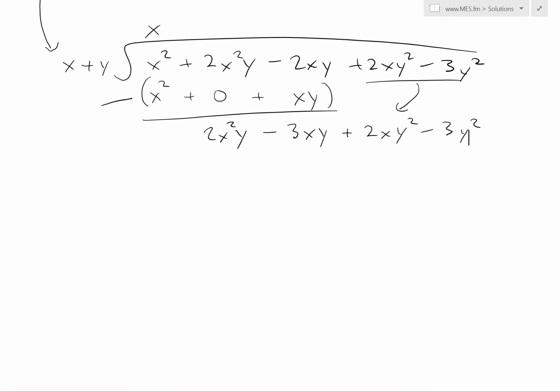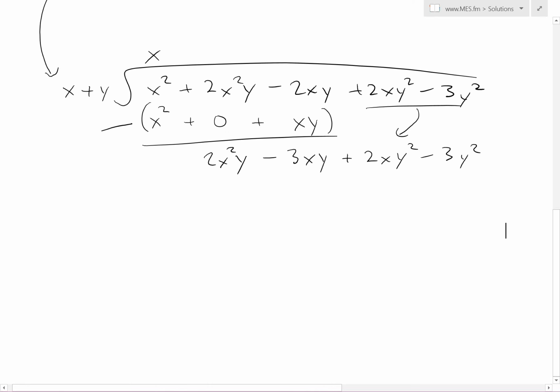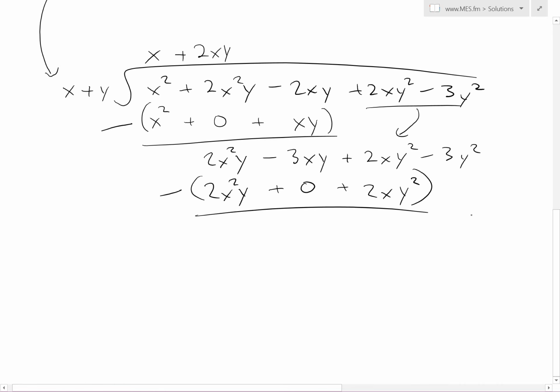And we keep doing the exact same process. Now we multiply this x plus y by something that gets 2x squared y. In this case, that's going to be an x and a y and a 2, so we put 2xy. When we multiply 2xy with x, we get 2x squared y. And now when we multiply 2xy times y, we get 2xy squared. So we have this term right here. Now we just subtract this out.